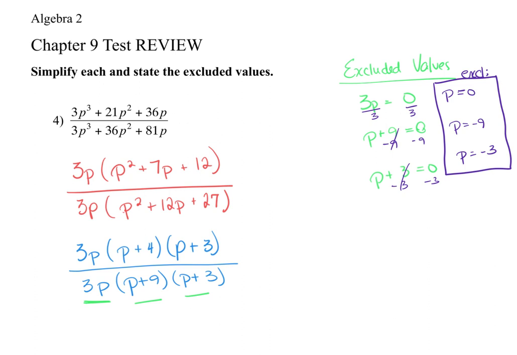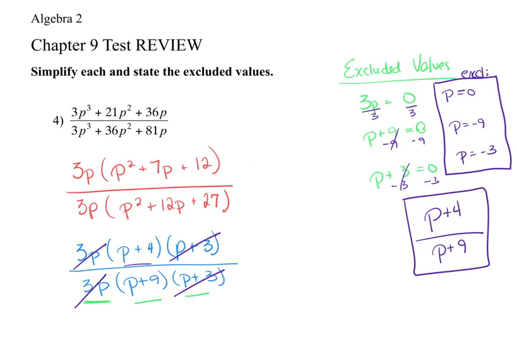The second part of this is simplifying it. So once I have done my excluded values for my denominator, now I'm going to cancel anything that is the same. So this 3p and the 3p can cancel. Those are identical. Okay, the p plus 3 and the p plus 3 can cancel. Those are also identical. So in the numerator, I'm left with p plus 4, and in the denominator, I'm left with p plus 9. That is my simplified version of that. So this is the simplified piece, and this is the excluded value piece.